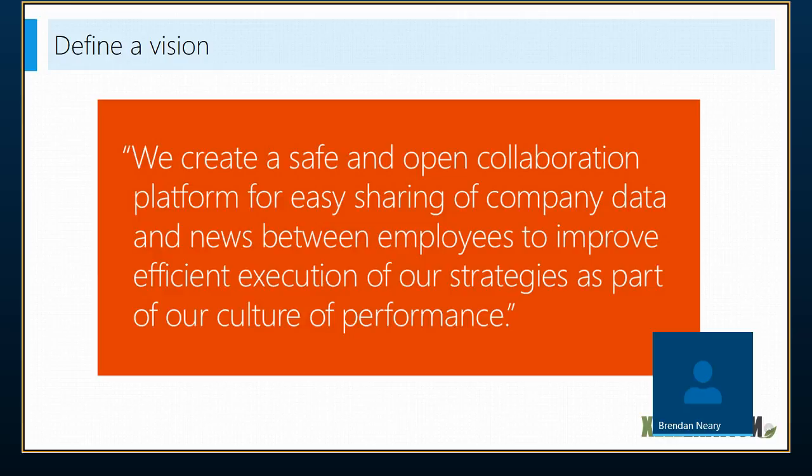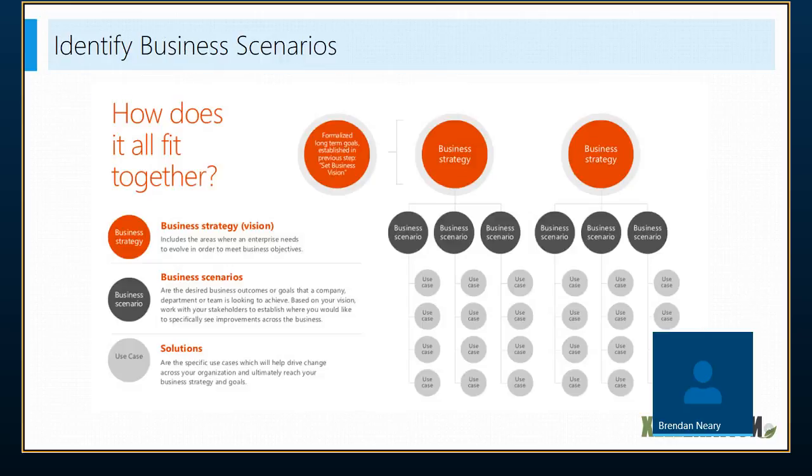So now that you've created your vision, now let's talk about identifying business scenarios. So how does it all fit together? As you can see there, at the high level, you've built your business vision or strategy, as you see in the orange bubbles in this slide. But the next step clearly is to build those business scenarios. And so remember, the scenarios are those desired outcomes.